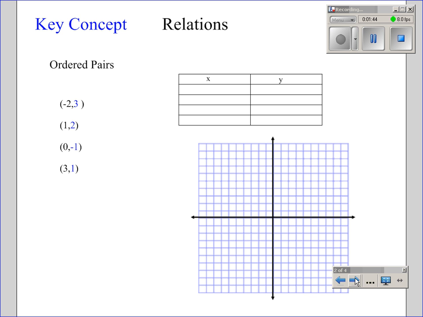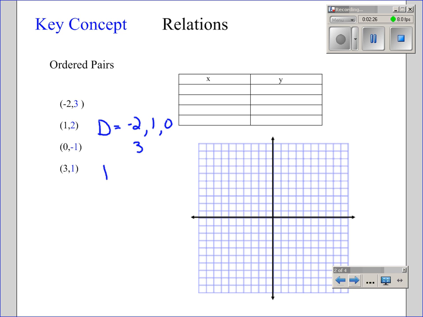Okay, our key concept for this lesson of relations is ordered pairs, or the relations of ordered pairs. Let's take a look on the left side of the screen. We have our ordered pairs. We have -2, 3, 1, 2, 0, -1, and 3, 1. Breaking this down from our definitions, our domain would be all of our x-coordinates. Our x-coordinates would be -2, 1, 0, and 3.